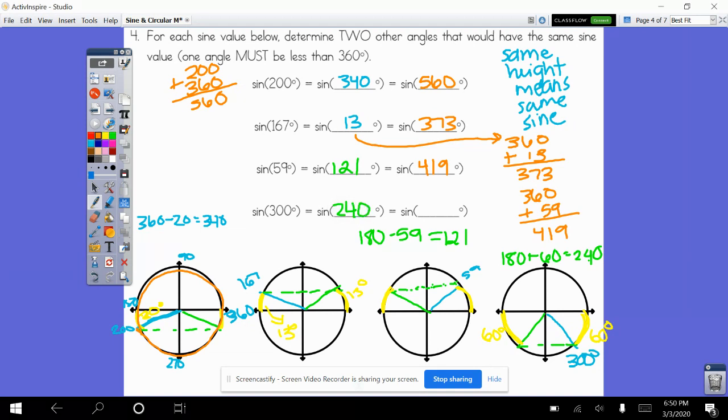And then to get my last one, I can just take 300 or 240 and add 360. I'm going to take 300 and add 360. That gives me 660.